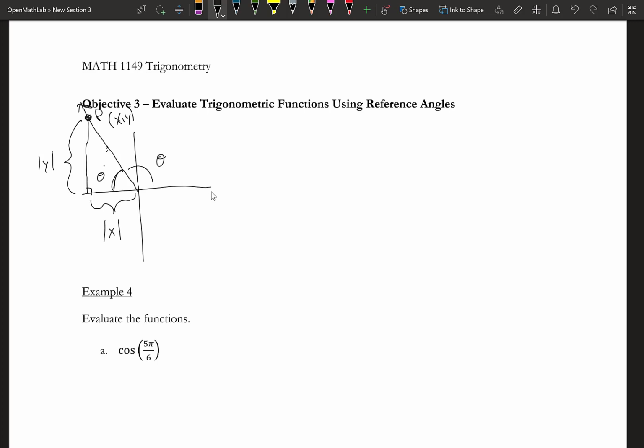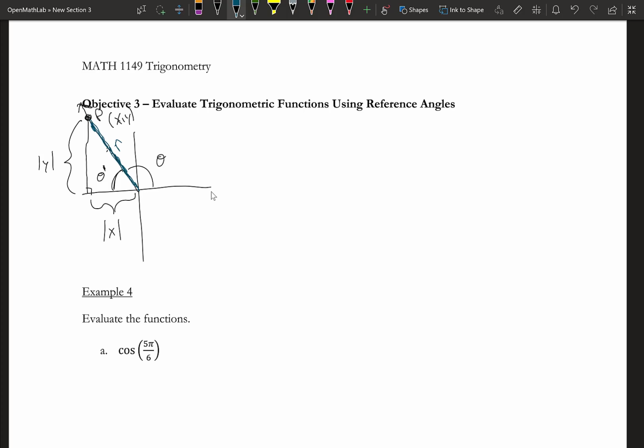And this was theta prime. And the distance between the origin and point P is still going to be r. So remember, my trig functions depend on x, y, and r. So the idea is if we find a reference angle and find the trig function of the reference angle, that's going to have the same value, if we ignore the sign, as the trig function evaluated at theta.